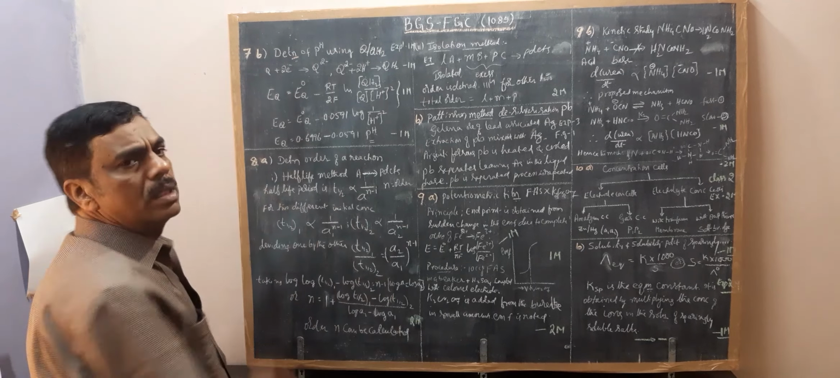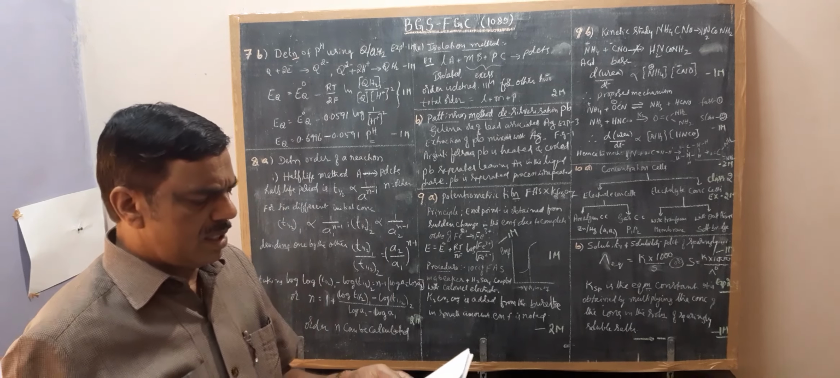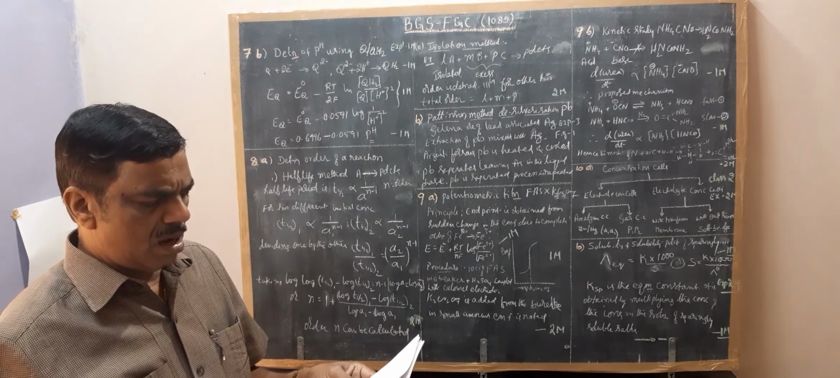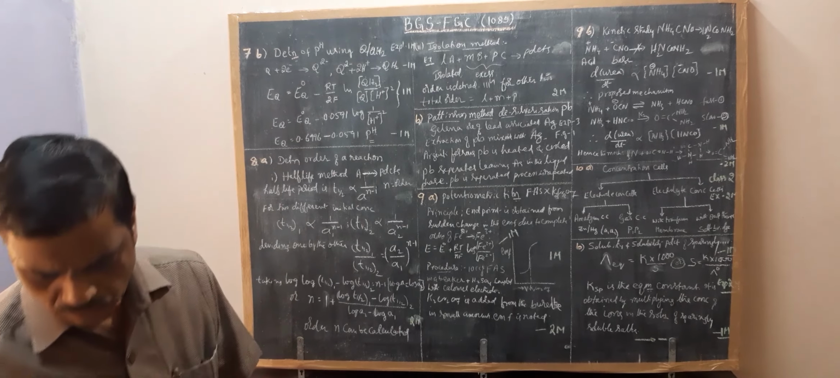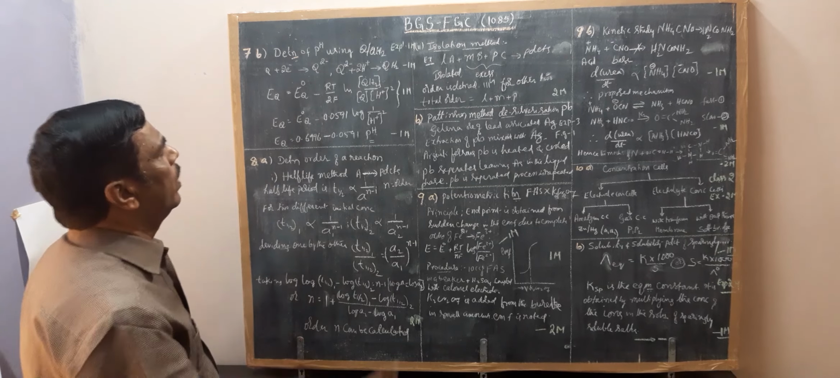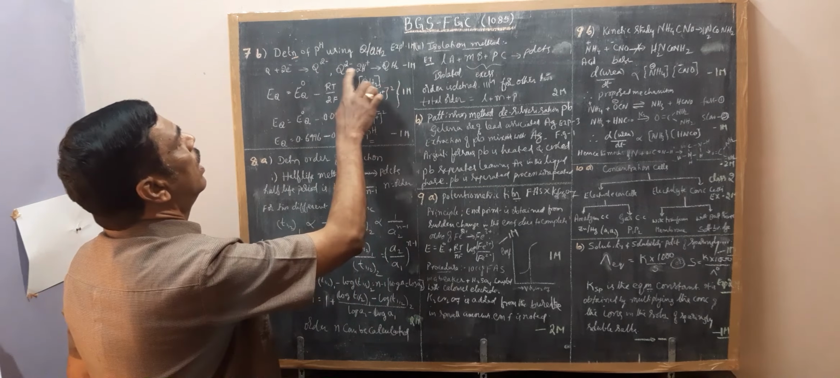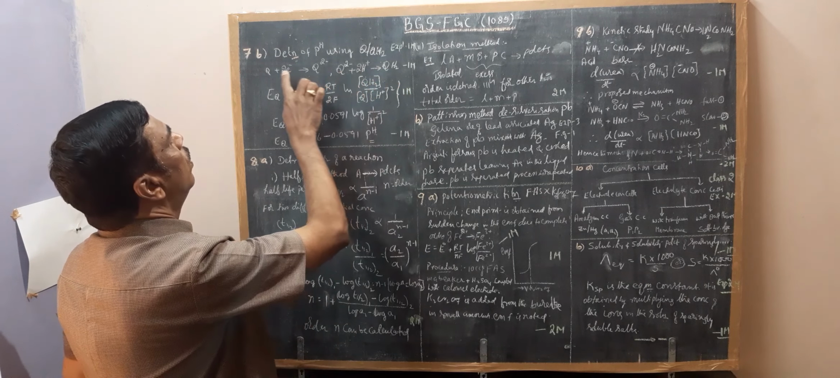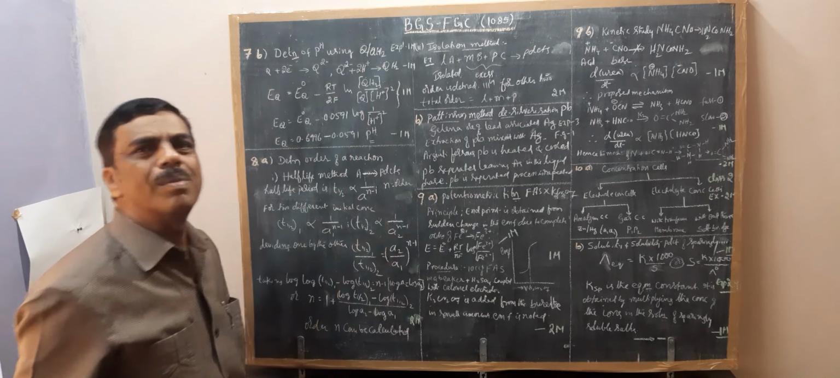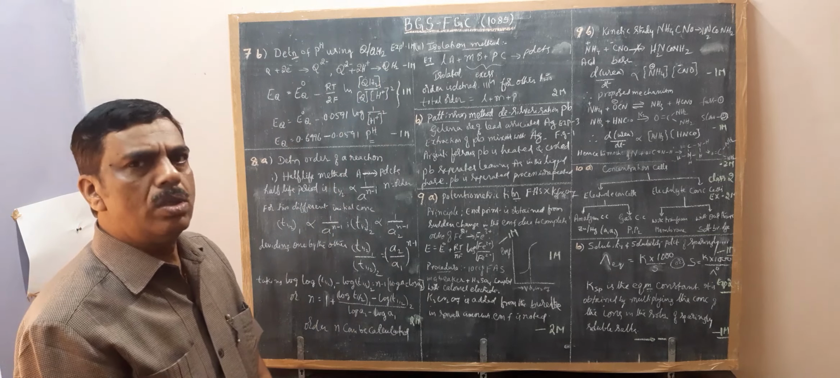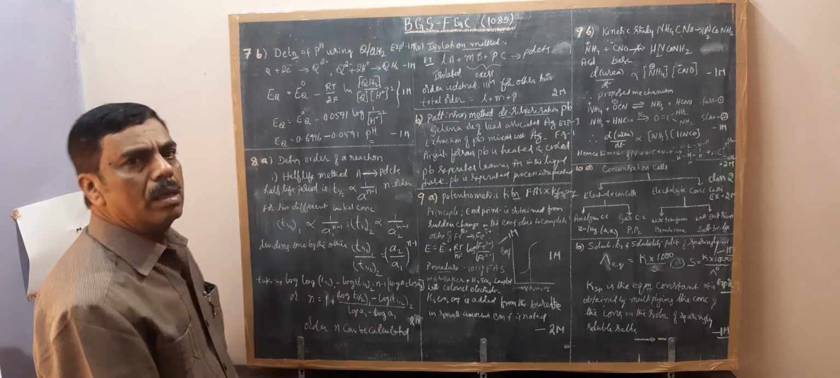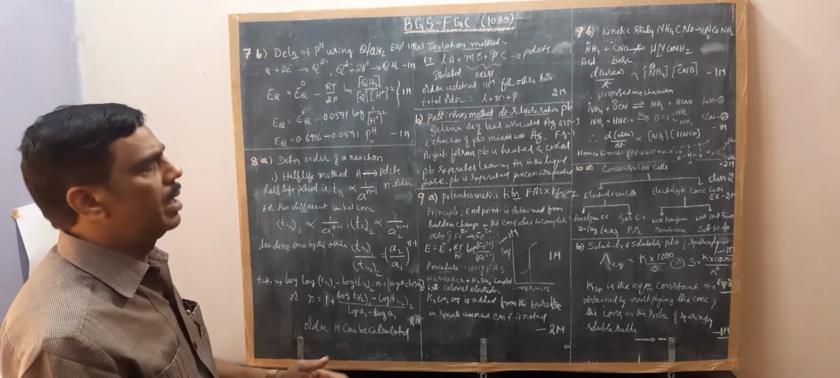Question 7b. Explain the determination of pH of a solution using the quinhydrone electrode. Quinhydrone is an equimolar mixture of quinone and hydroquinone. Using this quinhydrone, we can determine the pH of any given solution.